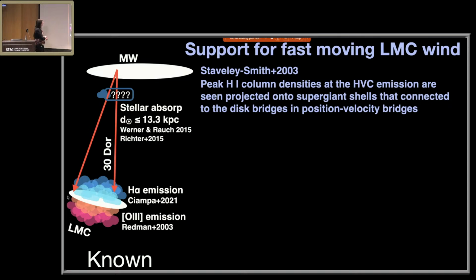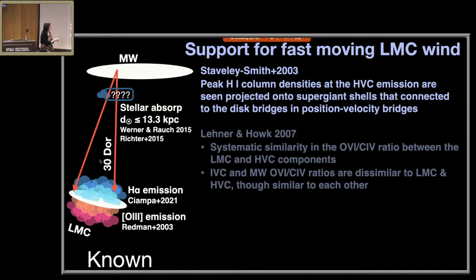The support for a fast-moving component of this wind include, when we look at the H1 gas, there happens to be correlations with what's happening with where we see high regions of column densities associated with voids in towards the direction of the LMC. So that seems very consistent. So locations where there's a lot of activity, there happens to also be a lot of H1 fast-moving gas.